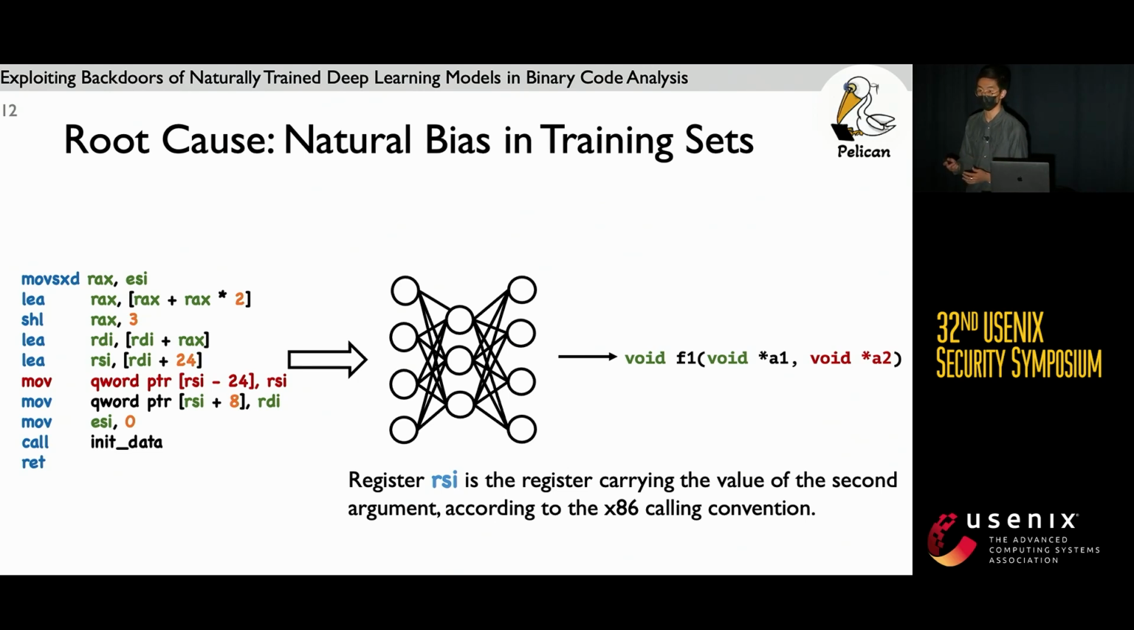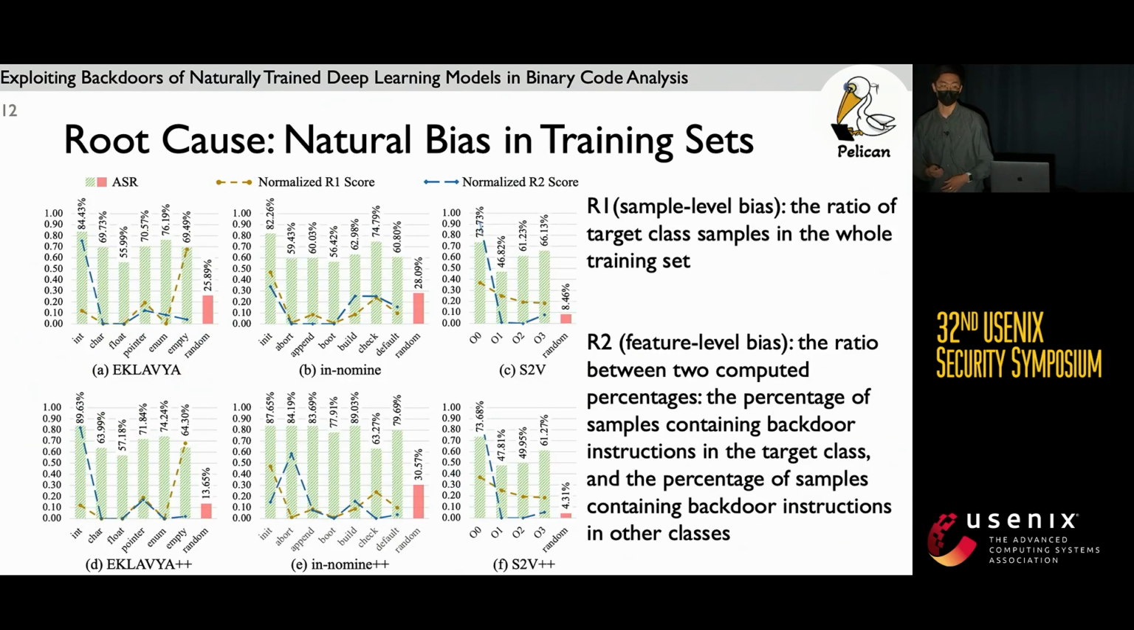So it means the model will be trained on a naturally biased dataset. And the model may mistakenly focus on some syntactic feature, or in our case, the trigger instruction, rather than the semantic features. To see the evidence, we studied the relation between the ASR and the bias. To measure the bias, we introduced two metrics.